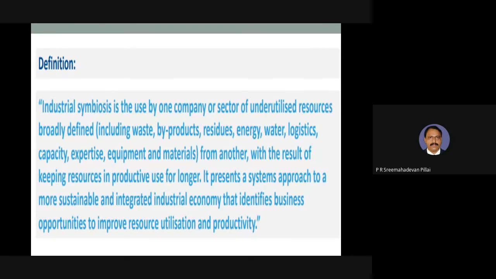Give and let live. I think you understood now. This is what is called symbiosis. So some industry has got some waste material. They find someone else who can use it. Similarly, maybe a return also may be there.